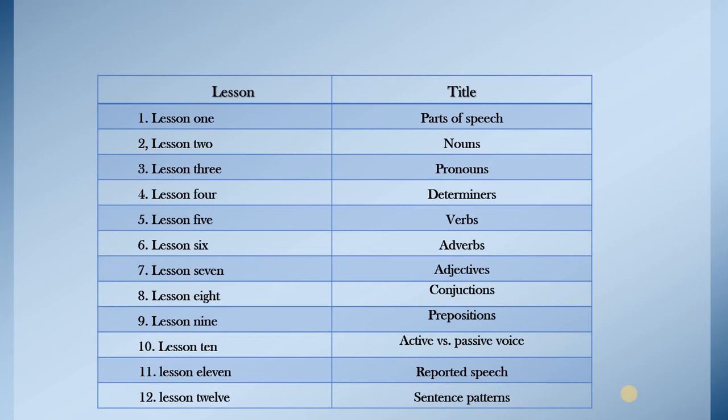The first 9 lessons will be presented by Dr. Saihi Hanan, while the 3 other lessons, active versus passive voice, reported speech, and sentence patterns, will be presented by Dr. Rabahi Hanan.